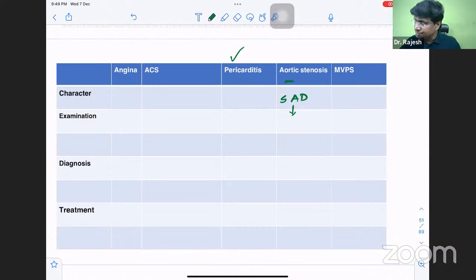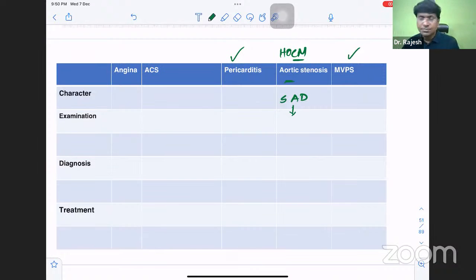And not only aortic stenosis, even the other obstructive lesion, that is hypertrophic obstructive cardiomyopathy, can also present with chest pain. And regarding aortic stenosis, I have already discussed it in detail when I was discussing the syncopal attack, one of the emergencies. Then coming to your MVPS, that is mitral valve prolapse syndrome.